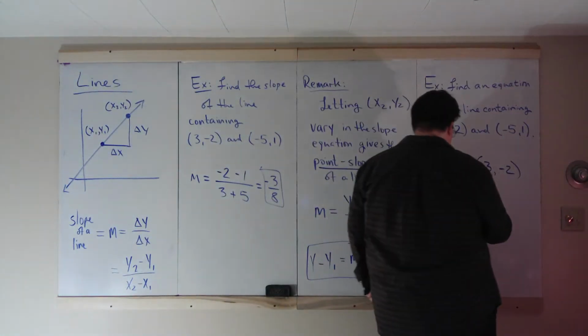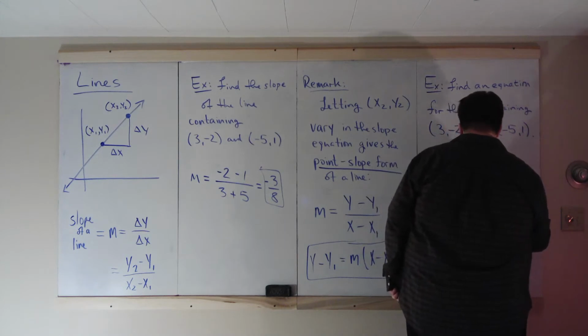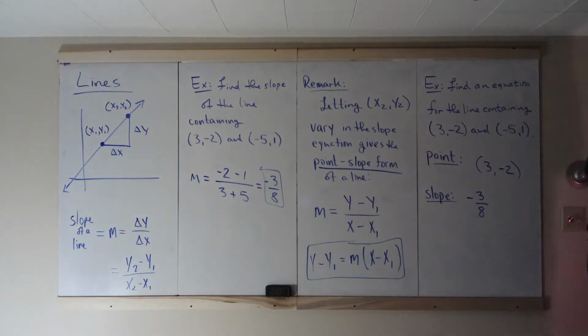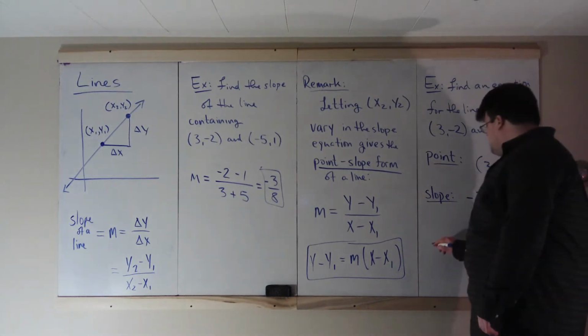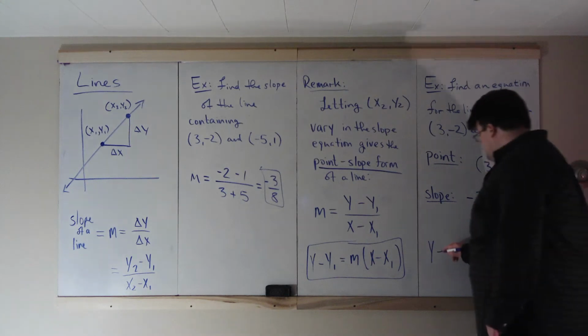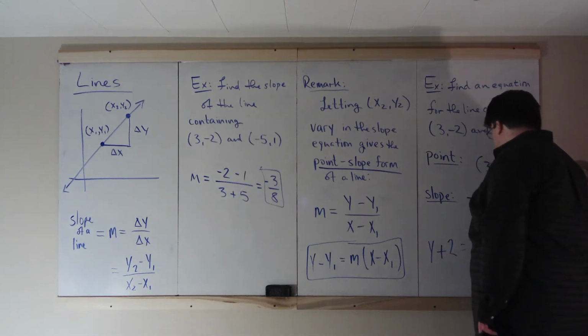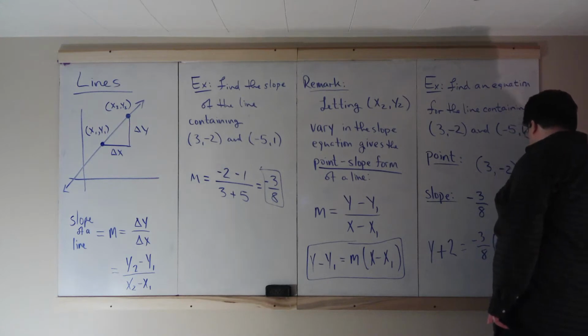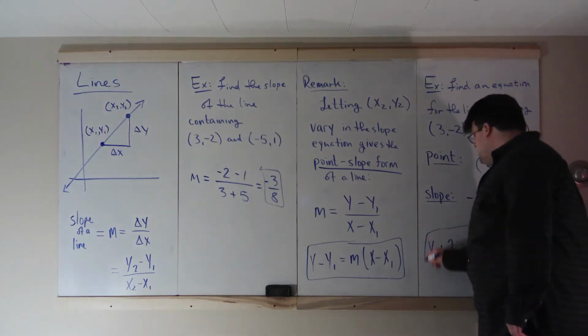The slope was negative 3/8. If we didn't find it there, we'd have to do that computation here. So we have a point and a slope. So an equation: y minus the y value, so y minus negative 2, equals slope times x minus the x value.